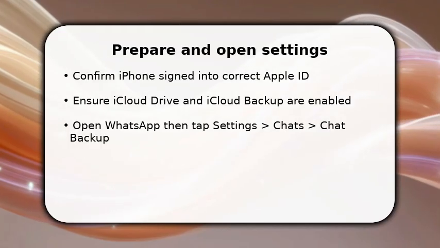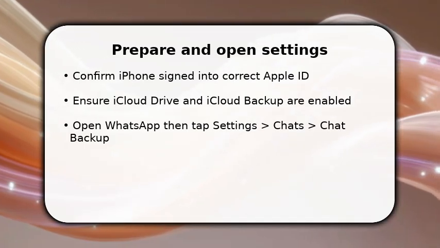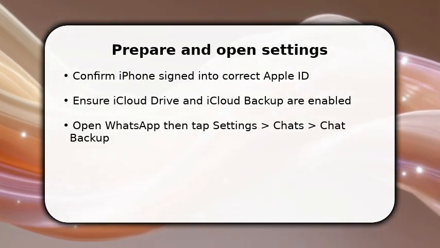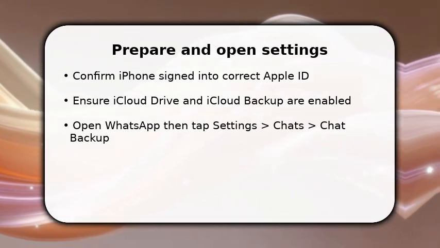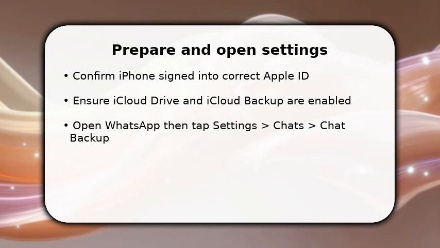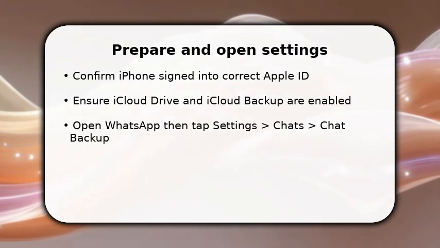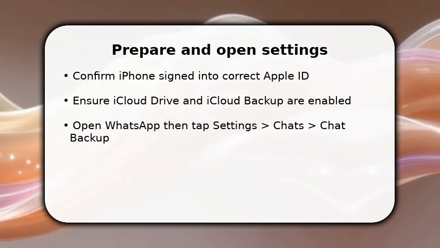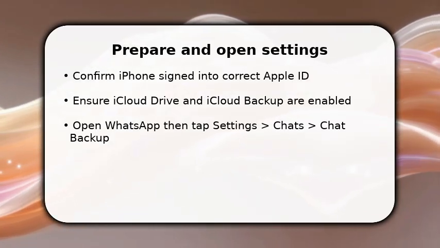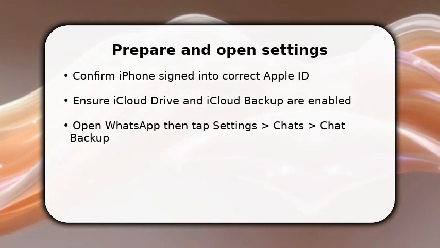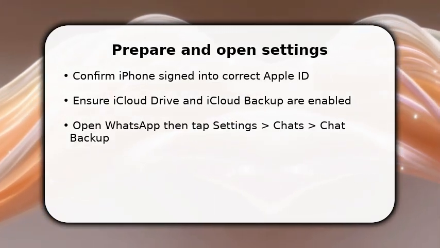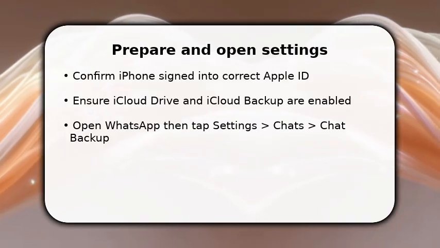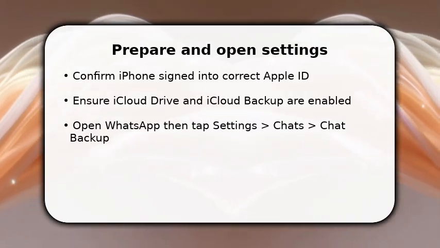You're starting by confirming prerequisites and taking the first actionable steps. First, make sure the iPhone uses the Apple ID that holds iCloud backups and that iCloud Drive is enabled. Once done, open WhatsApp and go directly to Settings, then Chats, then Chat Backup. You're looking for the current backup status and the Auto Backup or Backup Now options. Tap into View Frequency. This is where you stop automatic uploads. Don't skip checking which account is active.